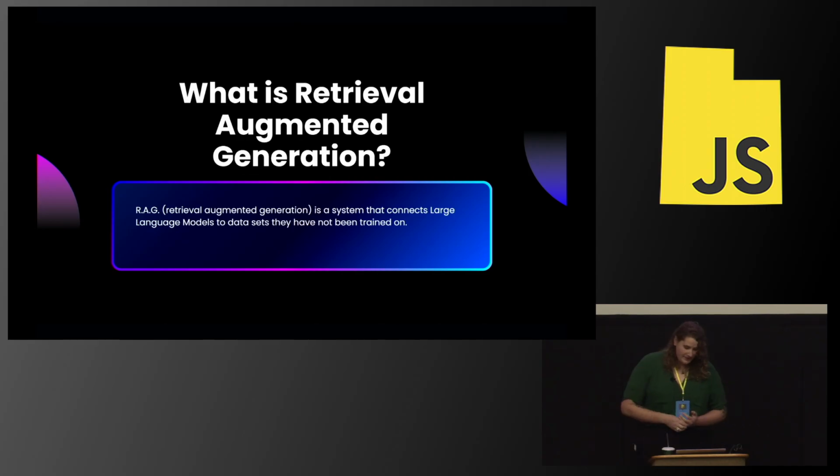All right. What is Retrieval Augmented Generation? Essentially, it's a way to connect LLMs to large data sets. So databases, data lakes, really whatever you want, you can probably do. In most cases that I've seen it is using databases, but a few have used data lakes.